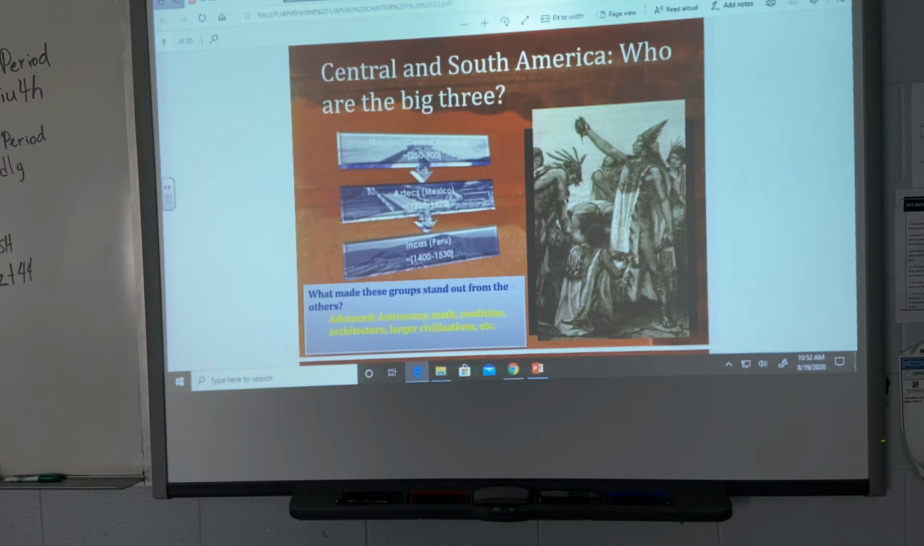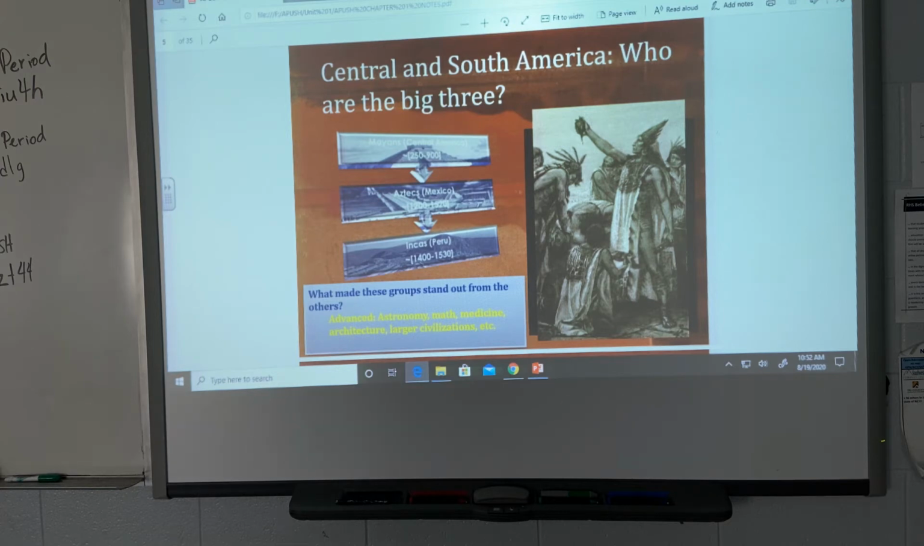The Mayas established the Yucatan Peninsula with their step pyramids. Aztecs, predominantly in Mexico, with step pyramids and huge sacrifices of conquered people. Those were your big three Mesoamerican tribes. What made these groups stand out from the others? They were advanced in astronomy, math, medicine, architecture, and they were larger civilizations.